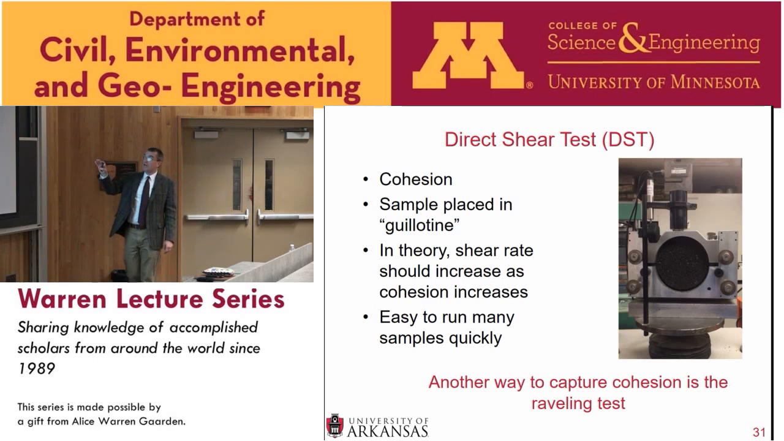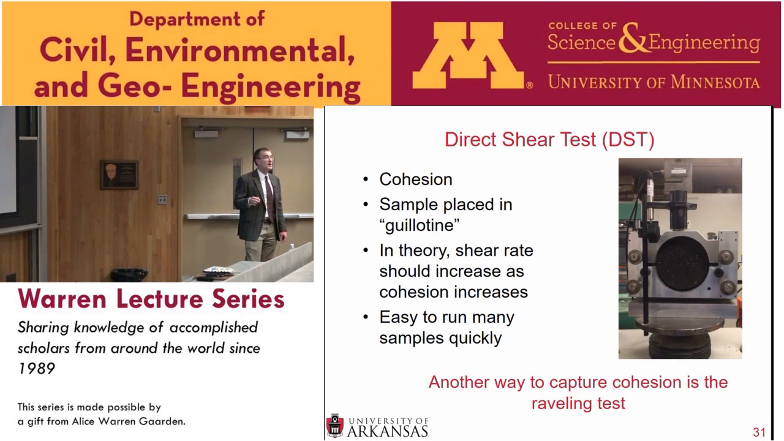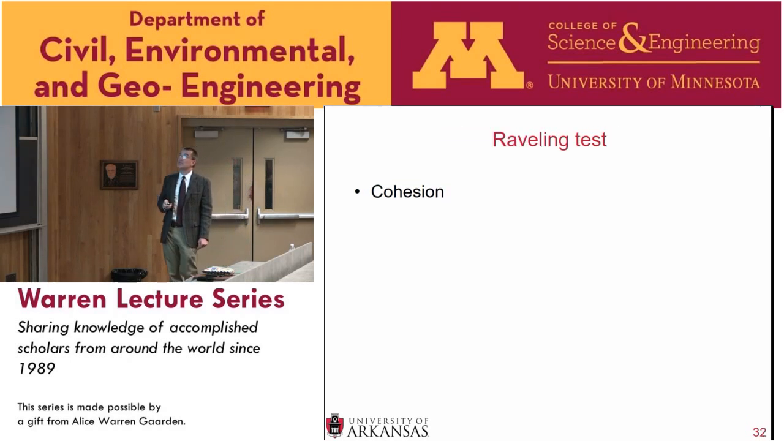This is one way to capture a cohesion test, but there is a specific test that's been used in cold in place recycling, and that's called the raveling test. Again, not everyone has the equipment for the raveling test, but we want to include it in our research because it allows us to compare data we're collecting now to other projects that have been performed that have used data from the raveling test. So I will discuss the raveling test a little bit.